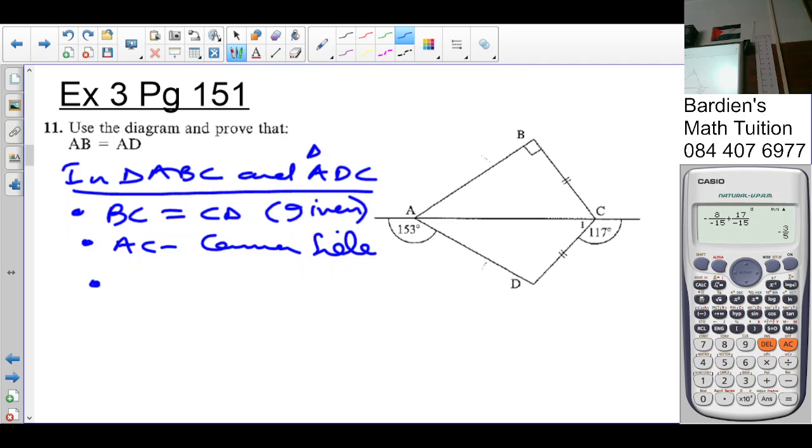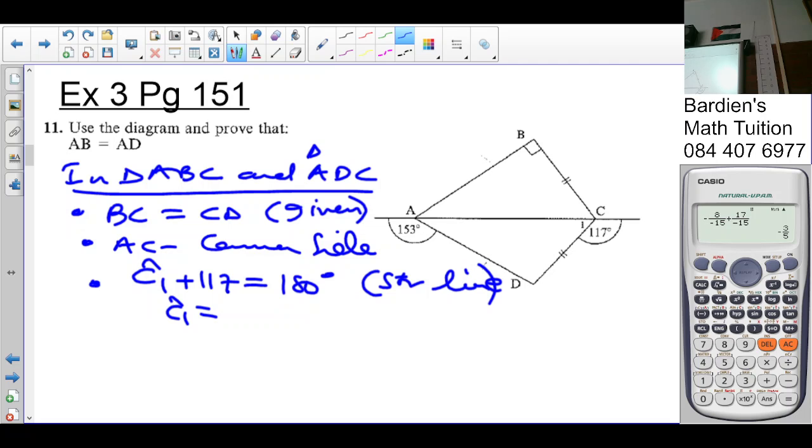If I can prove angle D is 90, I've done the job. I'm going to go with sum of triangles, but I first need that. And then I can use exterior angles equal sum of two interior angles. Can you see that? So we first need C1. How are you going to calculate C1? Angles on a straight line. Absolutely correct. So C1 plus 117 is equal to 180, angles on a straight line. So angle C1 is equal to 180 minus 117, which is 63.